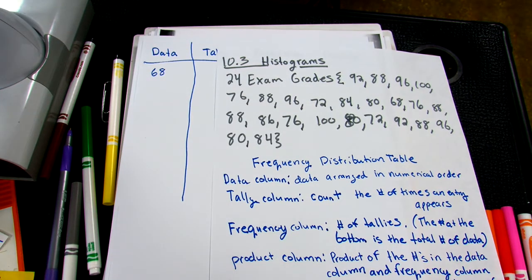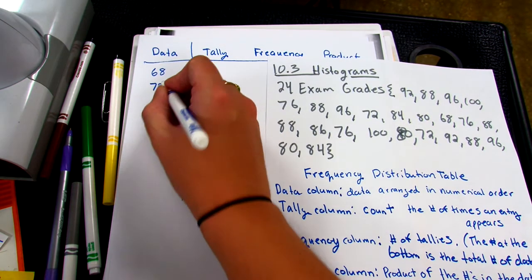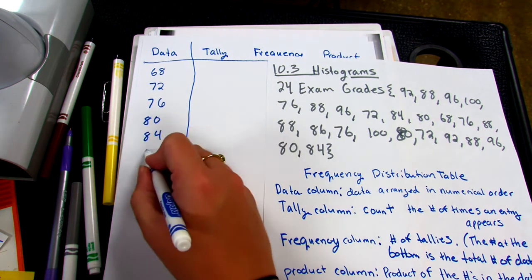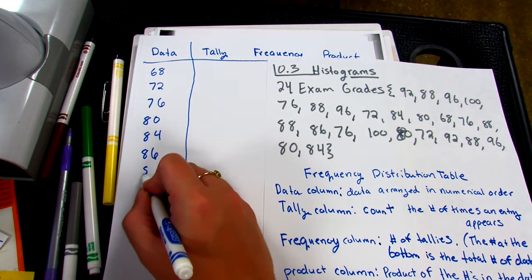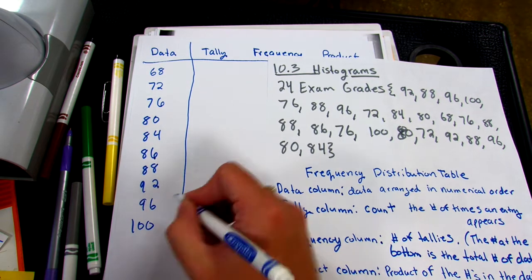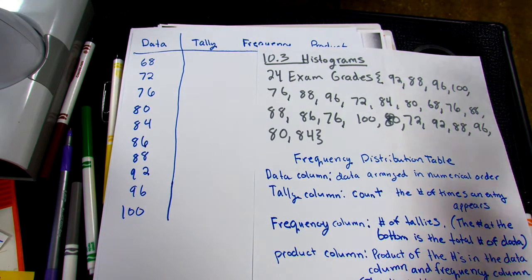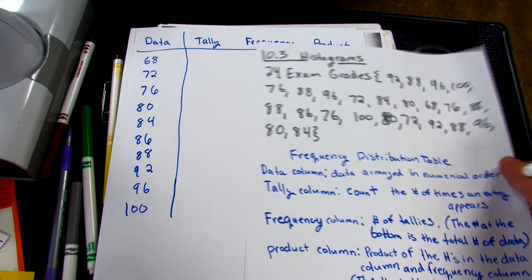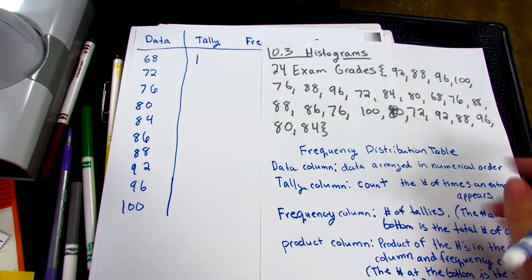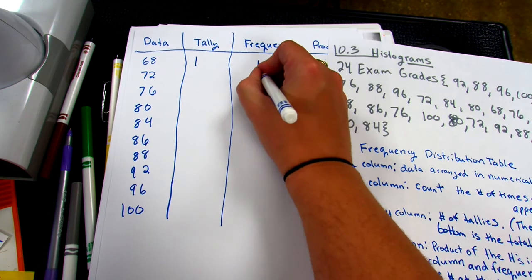And then there is 72, 76, 80, 84, 86, 88, 92, 96, and 100. So all of those appear. So notice how I wrote them only once, even though they appeared multiple times in my set, okay? Well, now we have to count how many times did they occur. 68 only occurred once, right? So I only have one tally mark, right? So its frequency is 1.